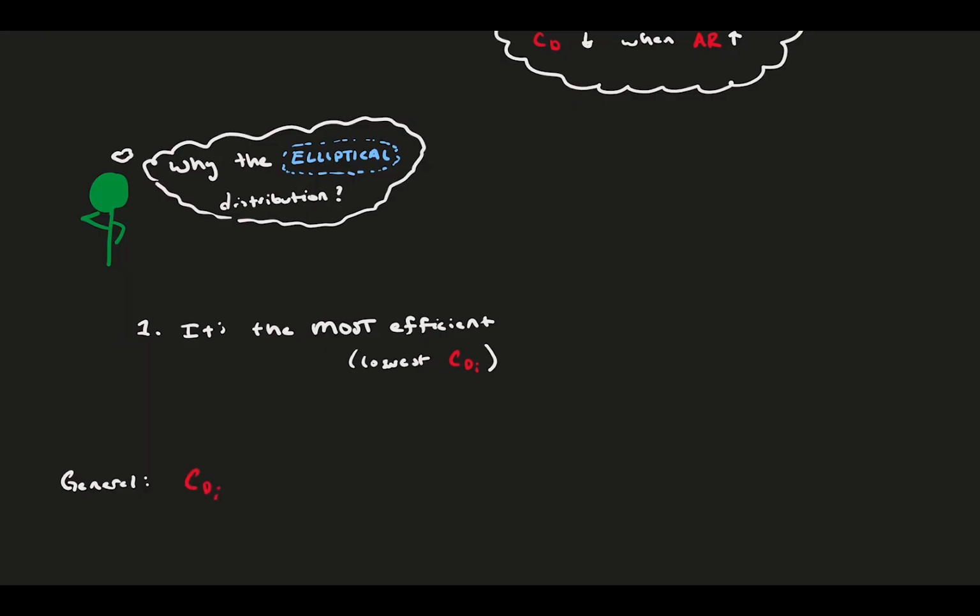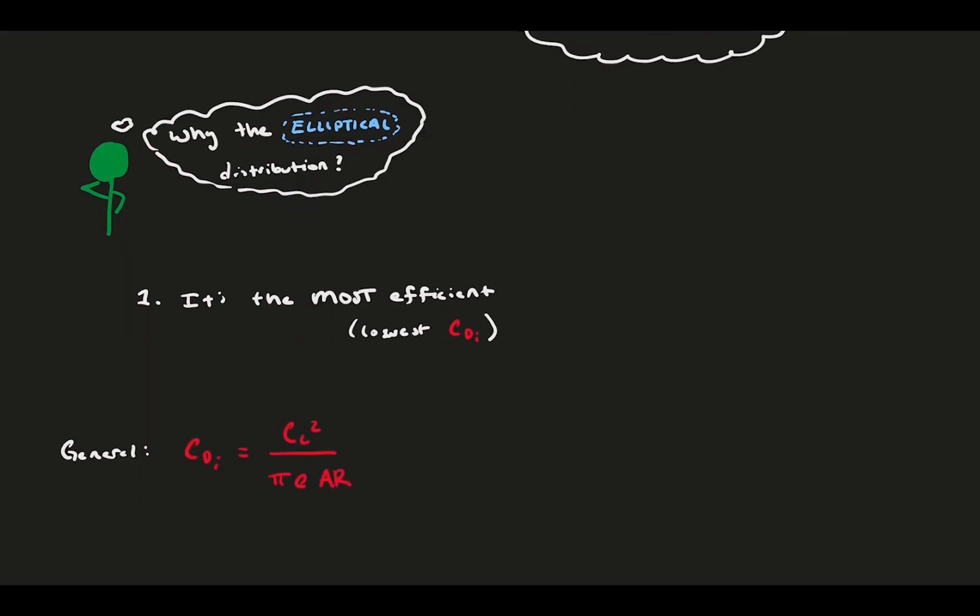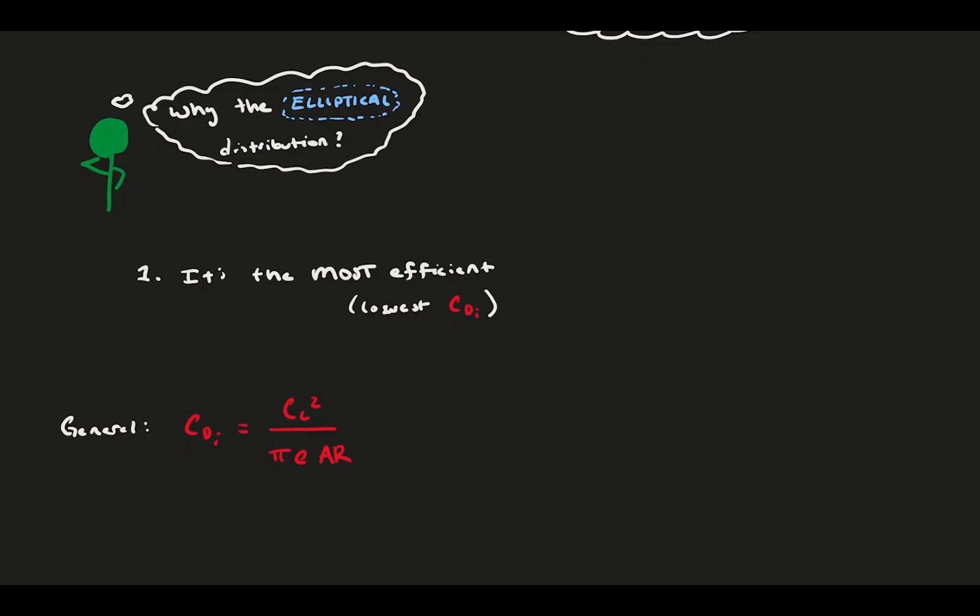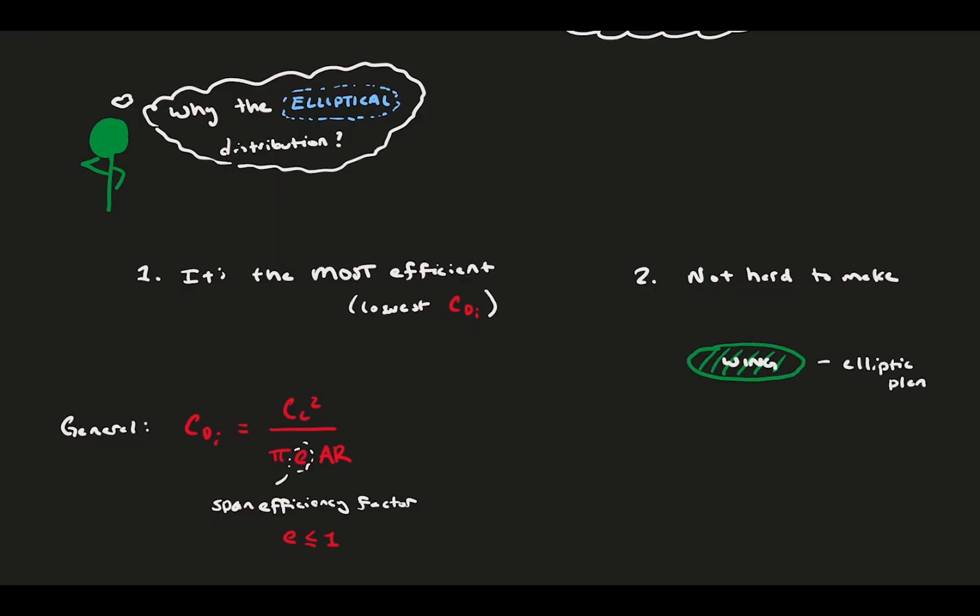If you were to go back and solve everything out generally for arbitrary solutions of gamma, you would find that the induced drag equation looks a lot like the one for the elliptic distribution, but with a span efficiency factor E in the denominator. This E value can only go up to 1, so the fact that the elliptical distribution produces an E of 1 means it is as low as it gets. Second, elliptical distributions are not hard to achieve. An elliptical planform will get you exactly this, and specific tapered wing angles get you really quite close.